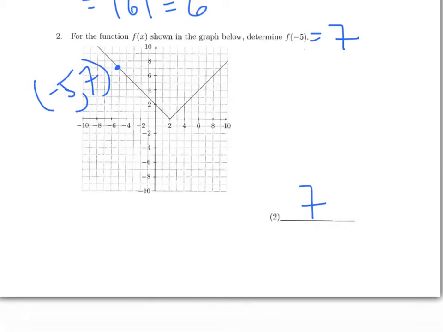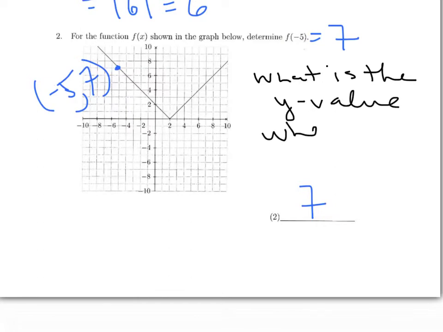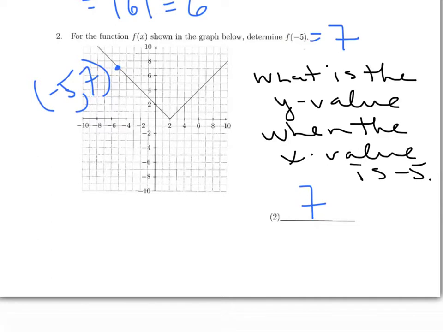Remember, anytime you see that notation for function value, the number inside is the x value, and it's asking you, what is the y value when the x value is negative 5 for this question?